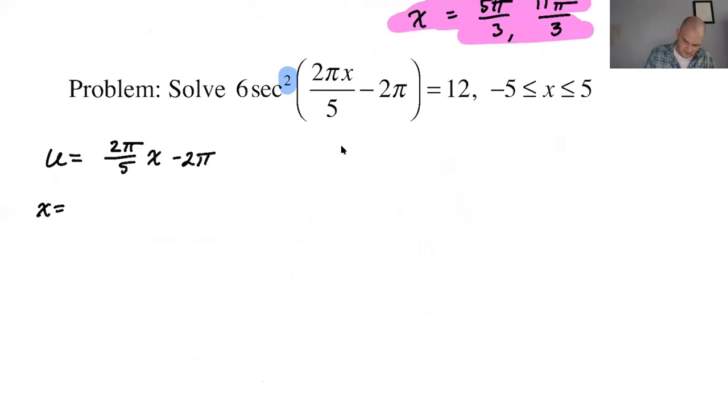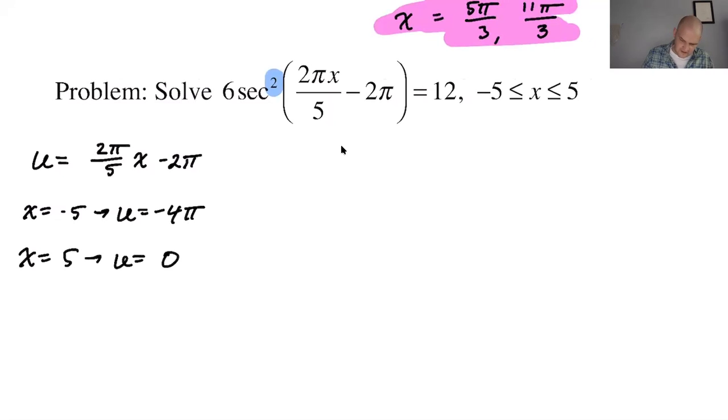So if x is equal to -5, then u is going to be -2 pi minus 2 pi, so -4 pi. If x is equal to 5, then u is going to be 2 pi minus 2 pi, so 0. All right, it's a weird interval, kind of. I'm going to divide by 6 and say secant squared of u equals 2.